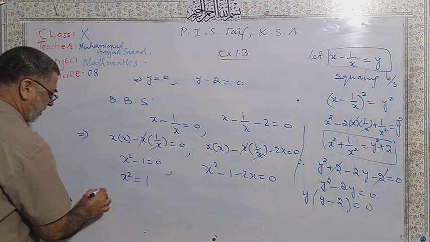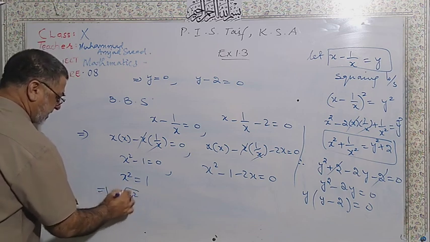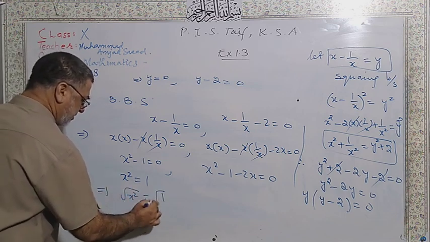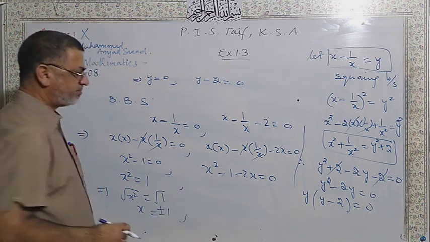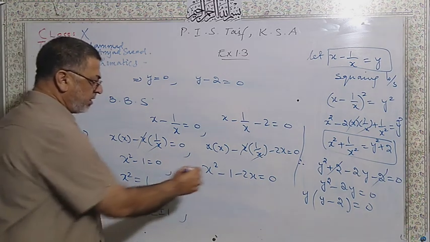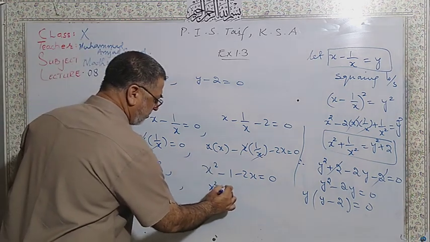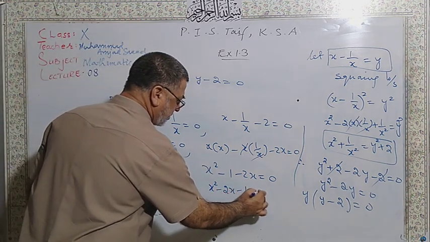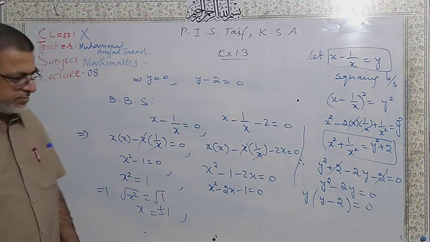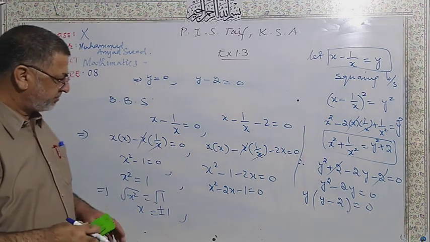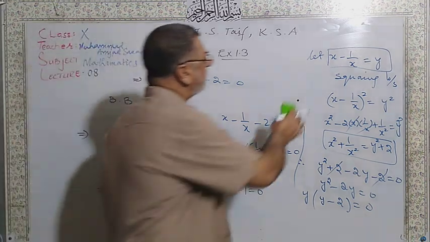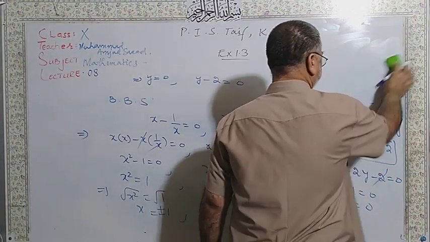X square is equal to 1. Taking square root on both sides, you will have x is equal to plus minus 1. Write down this in standard form. X square minus 2x is equal to 0. Here you will have this equation.